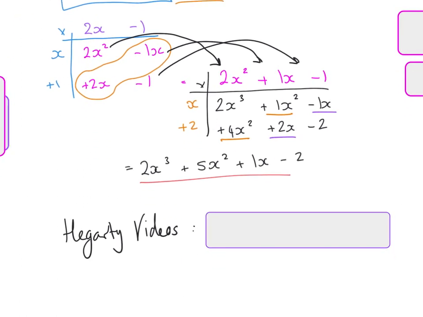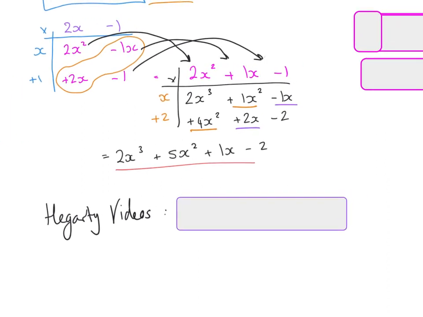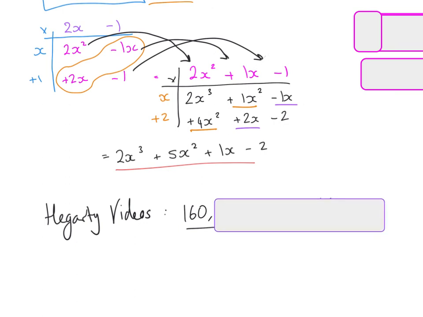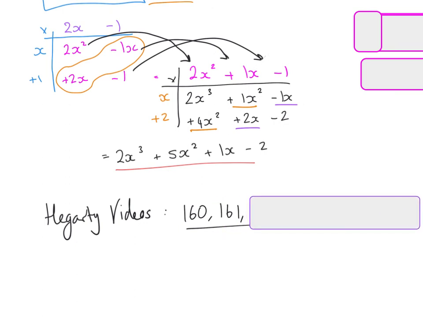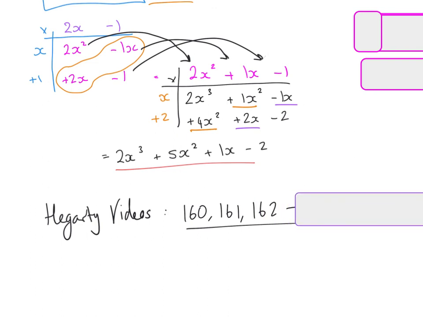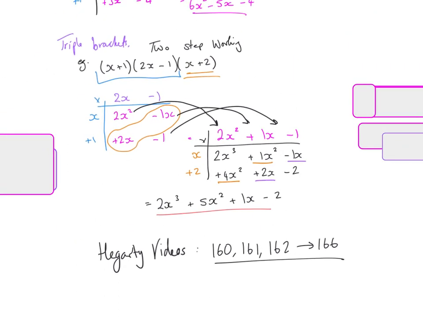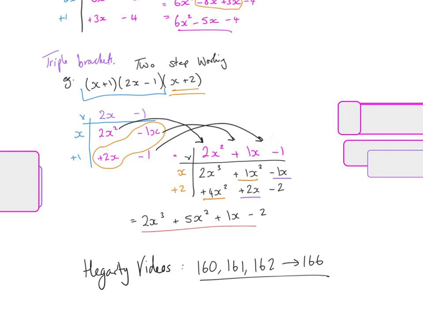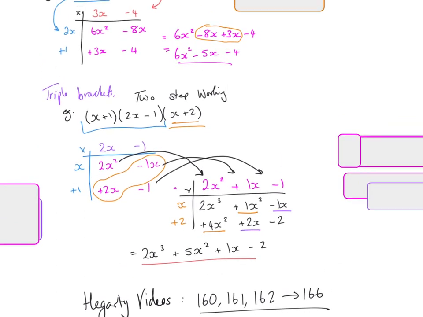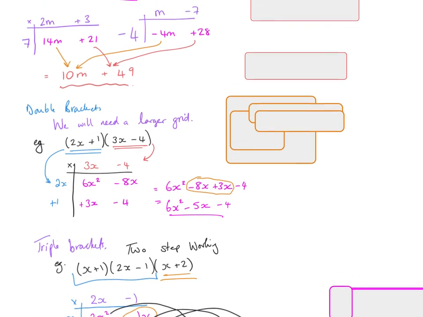If you want to practice a bit more, there are some videos on Hegarty. It starts easy at 160, which is a single bracket. Then 161 is 2 single brackets put together at the end. Then 162 takes you up to double brackets, which is your S band. And then there's a few tasks up to there. And then 166 is the triple brackets. So if you want to practice that a bit more, then you can do. Otherwise, you can scroll back through the video to make sure you understand which level you're working at.